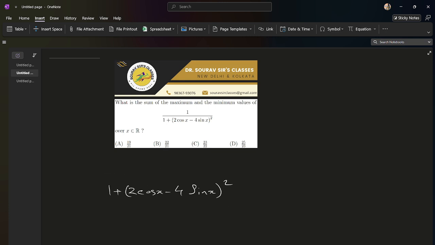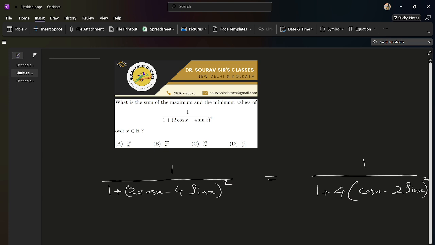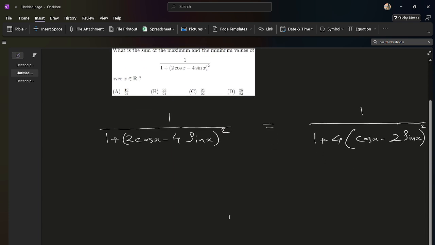Okay. So now what can we do? We can write that this expression will look like 1 by (1 plus 4 into (cos x minus 2 sin x)) whole square, as we can take 2 common from this. So now using the Cauchy-Schwarz inequality.